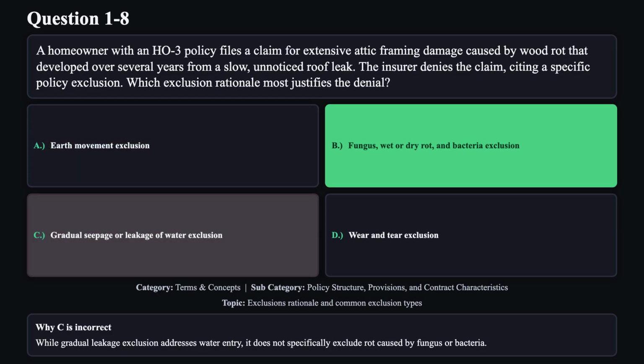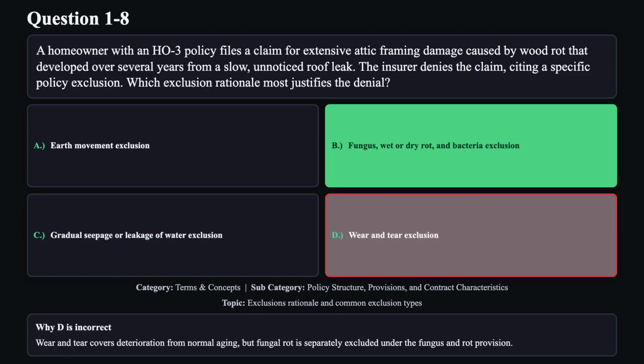Reason C is not correct. While gradual leakage exclusion addresses water entry, it does not specifically exclude rot caused by fungus or bacteria. Reason D is not correct. Wear and tear covers deterioration from normal aging, but fungal rot is separately excluded under the fungus and rot provision.